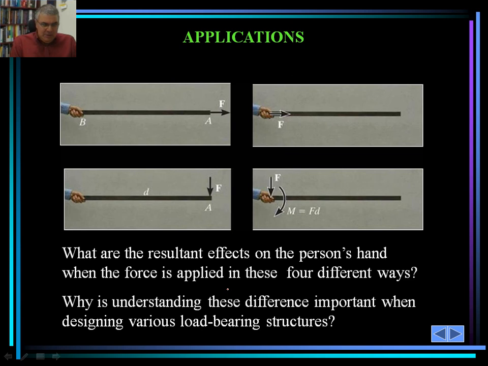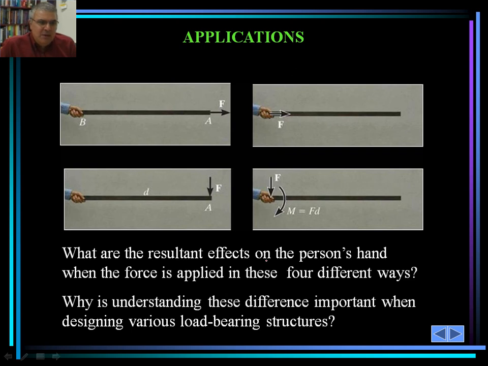Some applications we can think of here are the resultant effects on the person's hand for these different scenarios, depending on how the person is actually holding it. Is he moving the hands with the applied force and so on? The reason is that the condition of the supports in any structure greatly affects the reactions, the external forces, that will be developed as a result.